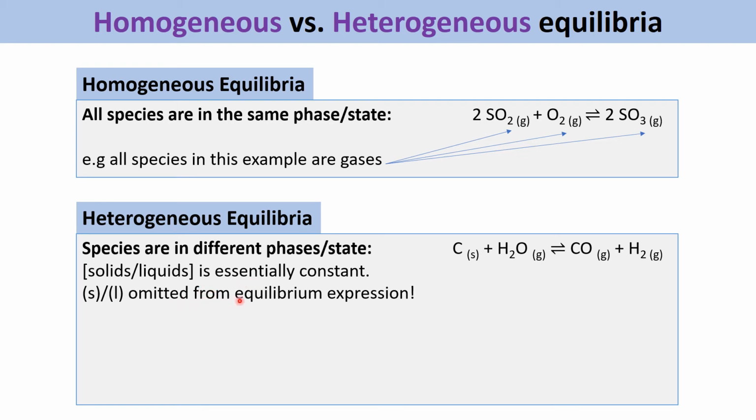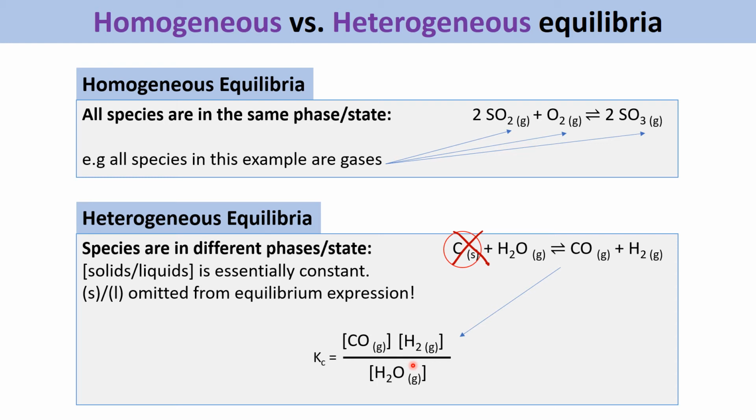Therefore, when we write an equilibrium expression, we're going to exclude any species that are solids or liquids. We don't put them in the equilibrium expression for Kc. So as you can see here, I'm going to write an equilibrium expression, and I've done products over reactants. There's CO, H2, divided by reactants, H2O. Oh, but look, we can see here that the carbon has been omitted because it's a solid. And if I had any liquids in there as well, I would also omit those from the equilibrium expression because their concentration is essentially constant.